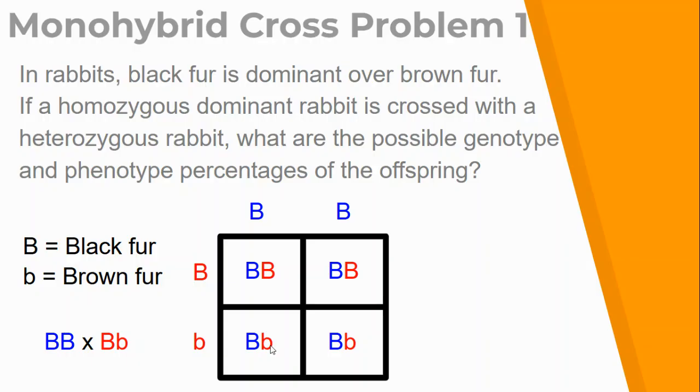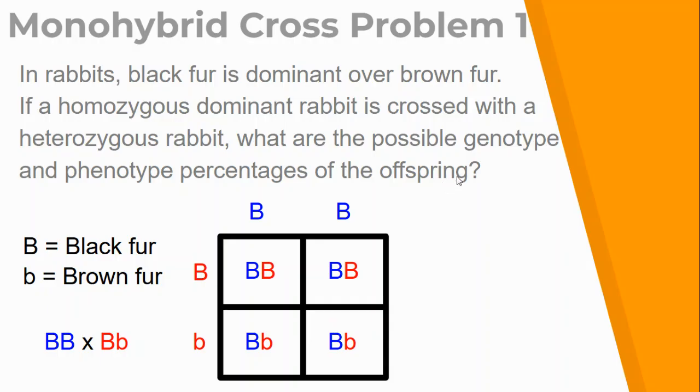So that's our Punnett square. What this is telling us is that there's a 25% chance of the offspring having this genotype. There's a 25% chance of them having this genotype, a 25% chance of them having this genotype, and a 25% chance of them having this genotype.